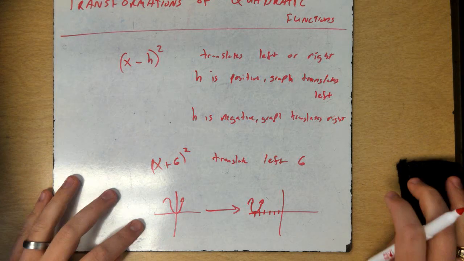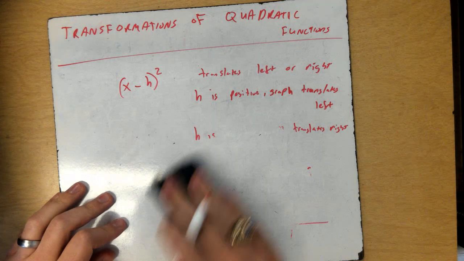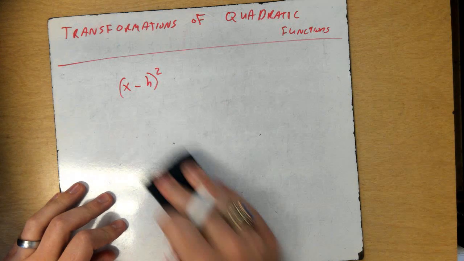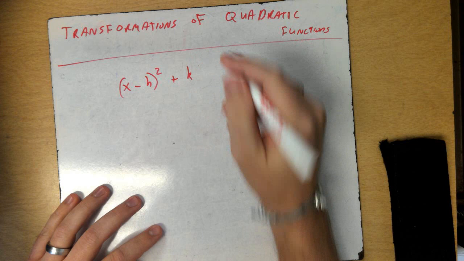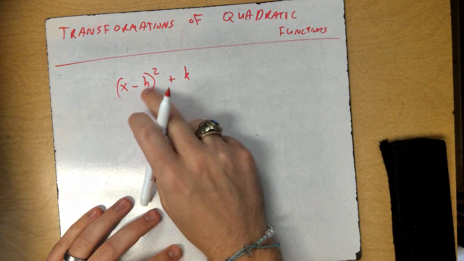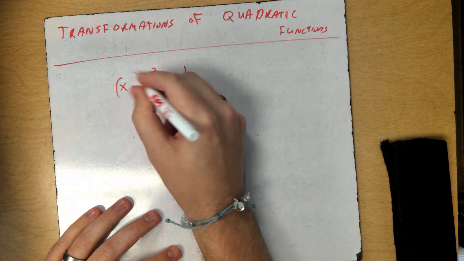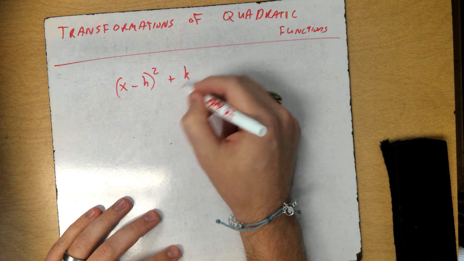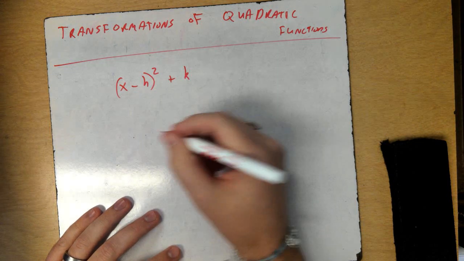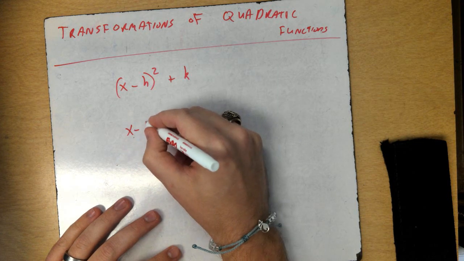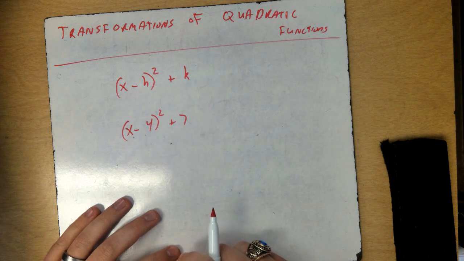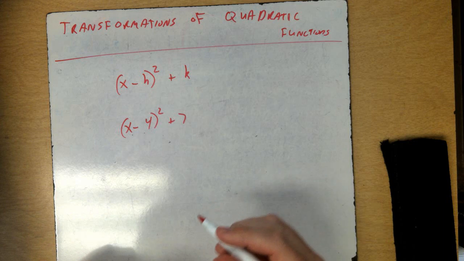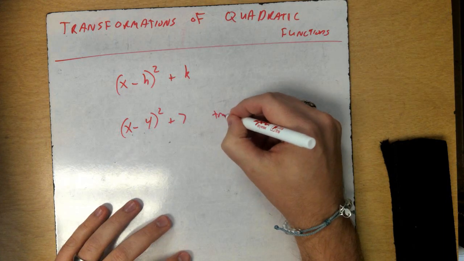All right, so now if we put those things together, and if we were to add this here, it would be like this. So it would be x minus h squared plus k. Remember, here it tells you left and right. There it tells you up and down. So if we had x minus 4 squared plus 7, what is this going to look like? Well, what's the translation going to be?